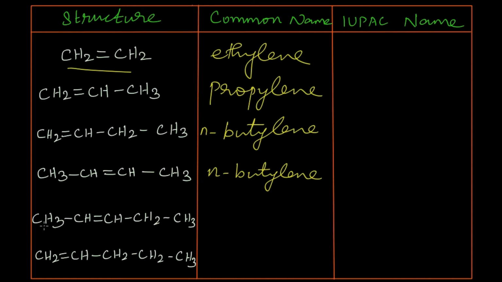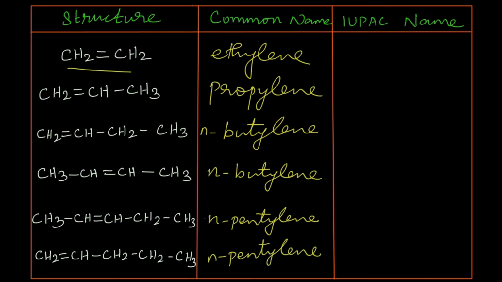Come on, count the carbons here. 1, 2, 3, 4, 5. So pentylene, straight chain. So N-pentylene. And for this compound, the same name, N-pentylene.